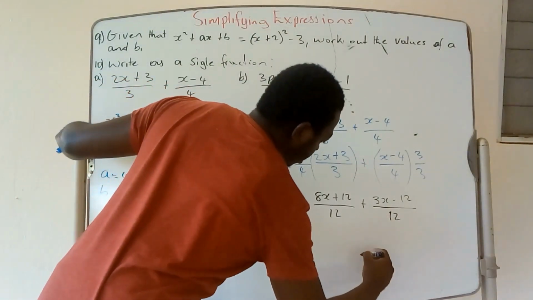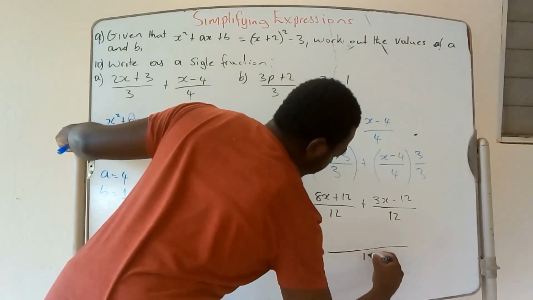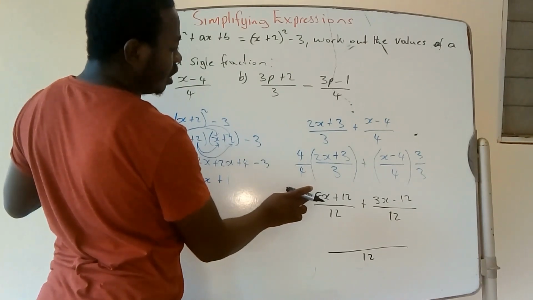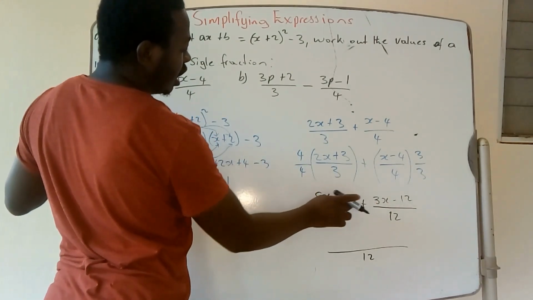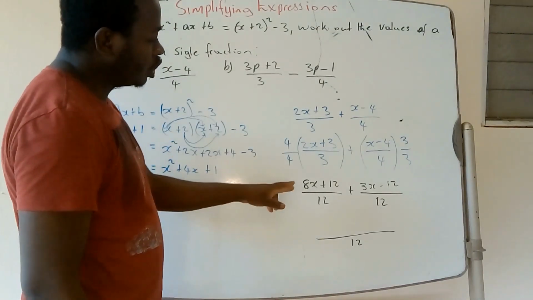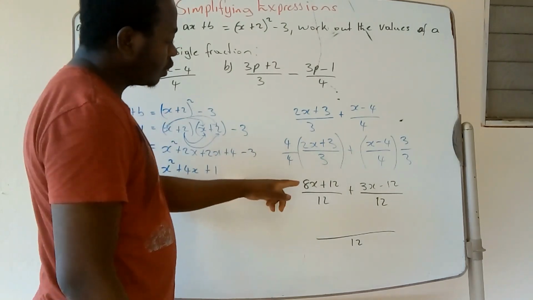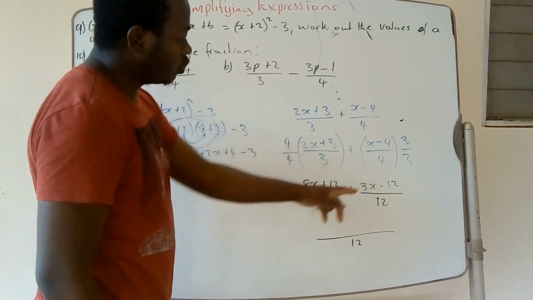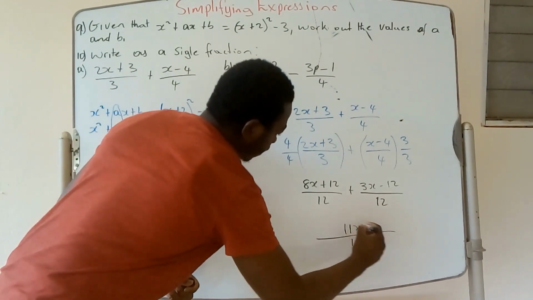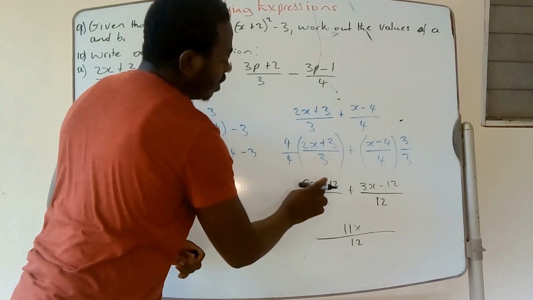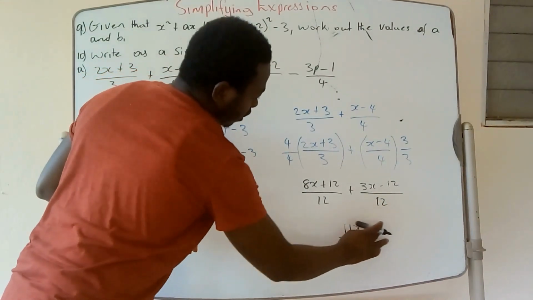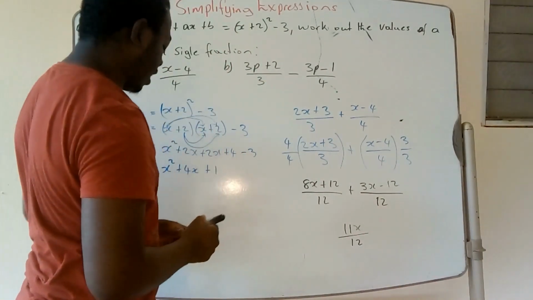So this is going to be, I'm going to keep my 12, right? Here, if you note, you have an x term here, you have an x term over there, and here you have a constant, you have a constant there. So all you need to do is to just combine the like terms. So 8x plus 3x, that's going to give us 11x, positive 3, positive 12 minus 12, that's a 0. So final answer is just 11x over 12.